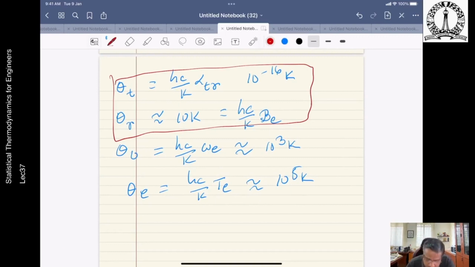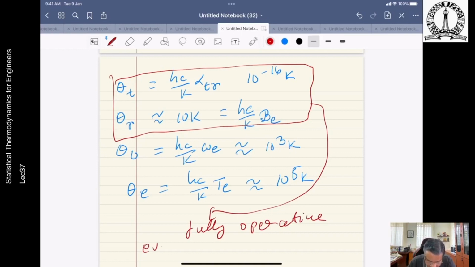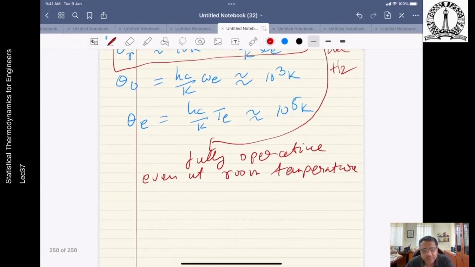So what we see here is that these two temperatures, the translational and the rotational modes, are fully operative even at room temperature, or actually below room temperature to be precise. They are completely accessible. And all these values are for molecular hydrogen. So they are activated at or below room temperature.